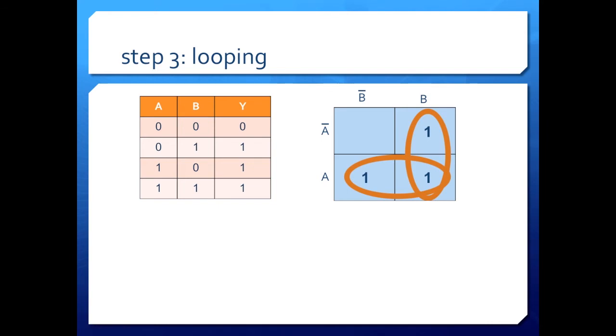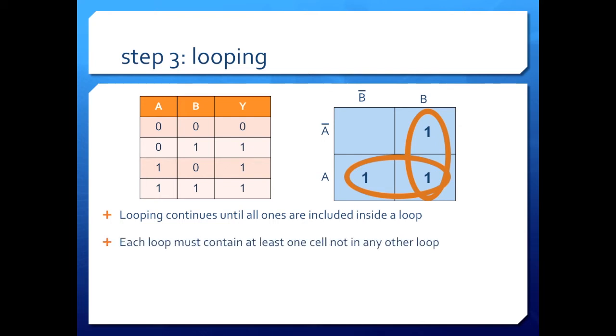Okay, on to the next step of this looping third step. I want to keep looping until all my ones are included inside a loop. That's very important. I can't isolate one and leave it there. And each loop must contain at least one cell not in any other loop.